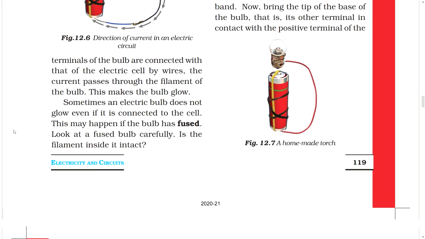Terminals of the bulb are connected with those of the electric cell by wires. The current passes through the filament of the bulb. This makes the bulb glow. Sometimes an electric bulb does not glow even if it is connected to the cell. This may happen if the bulb has fused. Look at a fused bulb carefully. Is the filament inside it intact?